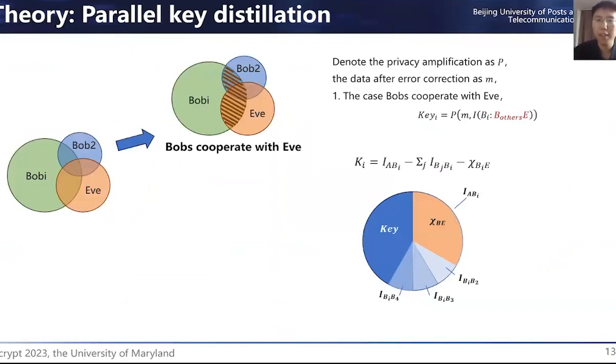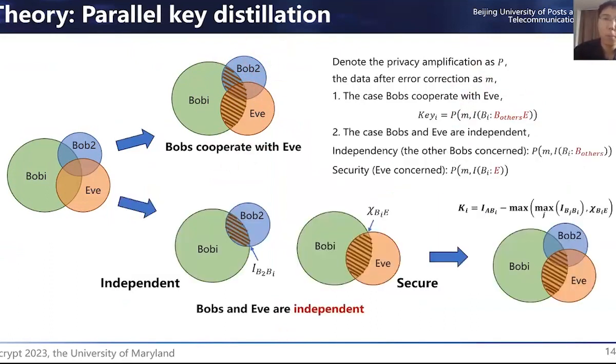Specifically, the first case is that the other bulbs cooperate with Eve. When we define a privacy amplification function, this case means that the bulb's modes are combined with Eve's modes, therefore the leaked information is increased. Actually, bulbs and Eve are independent. Therefore, when we want to simultaneously ensure the independency and security of the secret key, the other bulb's modes and Eve's modes can be treated separately, like this.